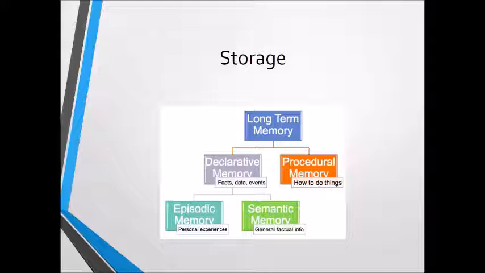It's facts, data, events. And declarative memory is then broken into two sections, episodic, which is our personal experiences, and semantic, which is just basic factual information, such as the capitals of the states, or how many letters are in the alphabet, as opposed to the episodic, which is what I ate for breakfast, or what my kids look like.